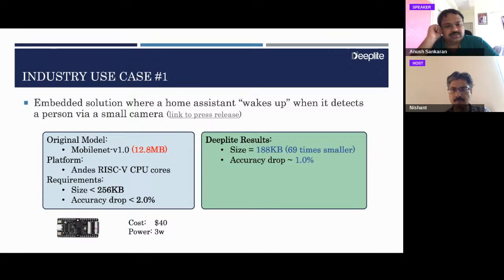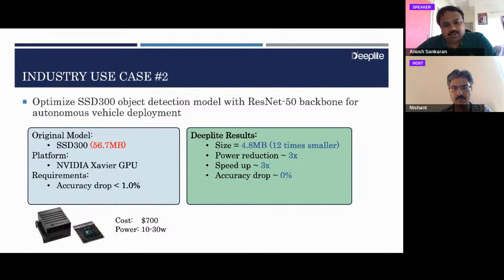So without compromising the accuracy, we were now able to port these MobileNet V1 models onto every single chip that they're manufacturing that has RISC-V CPU cores. And there was one more use case where we had this SSD 300 object detection model, which they had to port onto NVIDIA's Xavier GPU with an accuracy drop of less than 1%. We reduced the model size from 56 MB to 4.8 MB, which is 12x smaller. We also achieved a 3x power reduction and 3x speed up with literally no drop in accuracy.